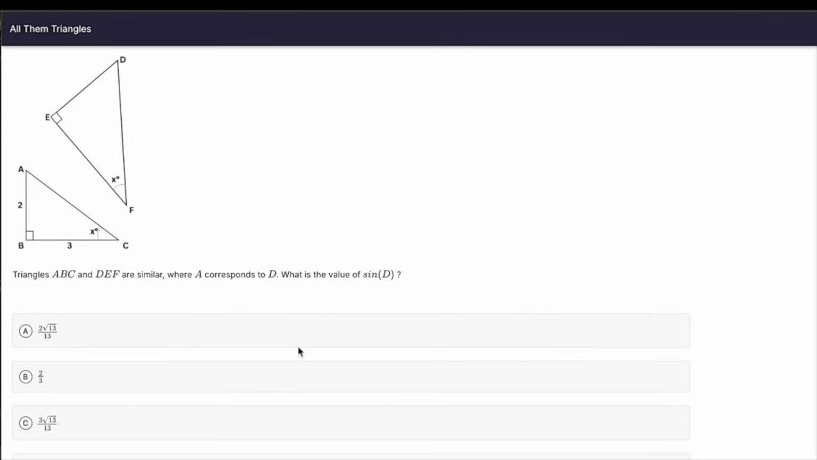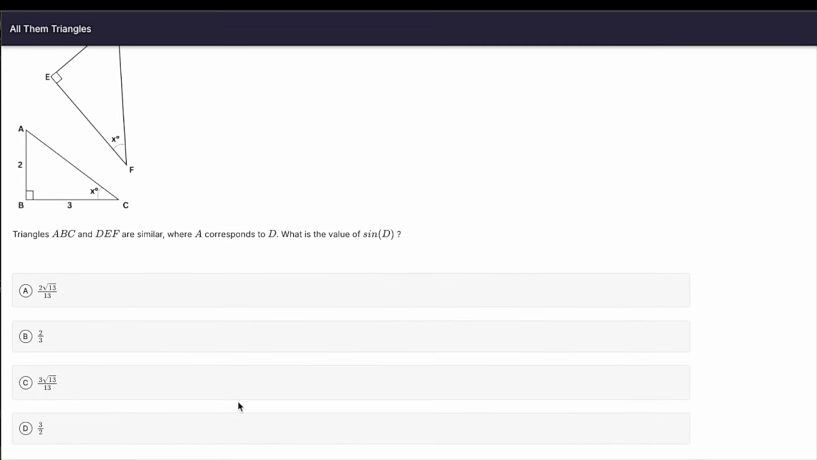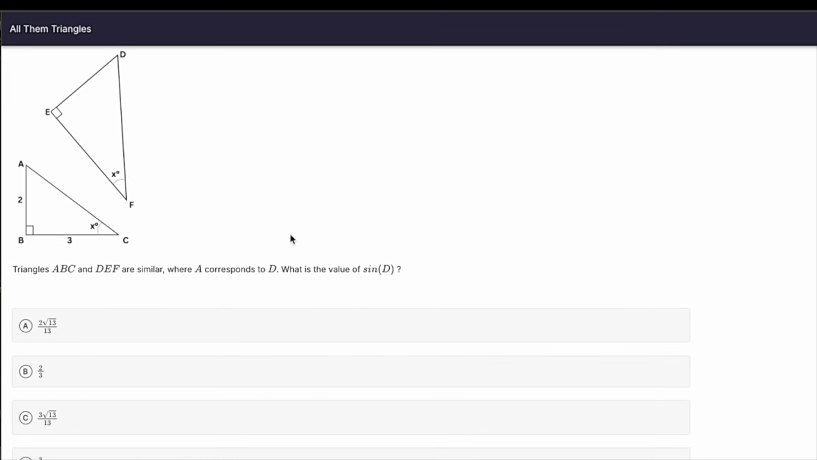Go ahead and try this one on your own first if you'd like. Sorry you can't see choice D. There it is, in case you're curious. But let's do it. Very similar to last time, we have more similar triangles. I was asking about SOHCAHTOA. So if it says A corresponds to D, basically this is our angle A, this is our angle D, which means C and F are going to correspond with each other. What is the value of sine of D?